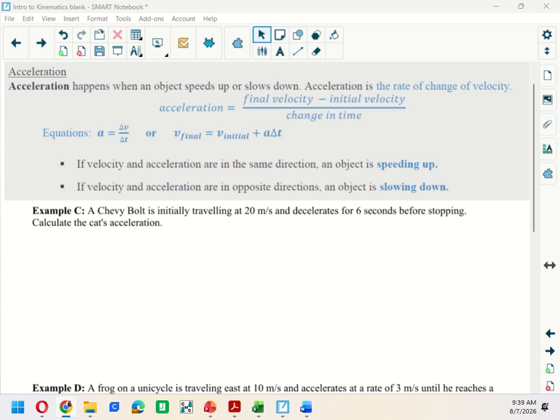So acceleration is always going to be like that. It's always per second squared. Jake Quillen, thank you for playing along. You have earned it. So 3.3 meters per second squared.